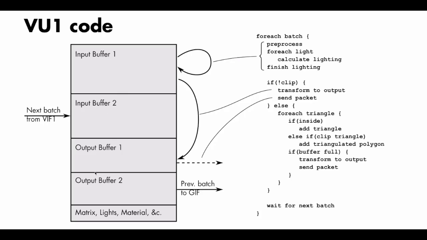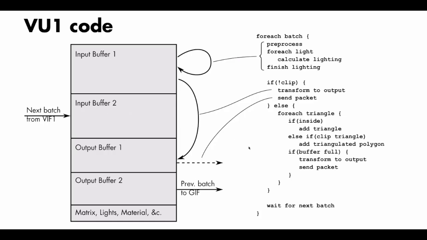We have a similar parallelism in the output buffer. While the previous batch is being drawn by the graphics synthesizer, we can already fill in the new output buffer. And once this one is finished drawing, we can draw this one, and then the next batch can be transformed, like input buffer 2 can be transformed into output buffer 2. So that's the general scheme of it.